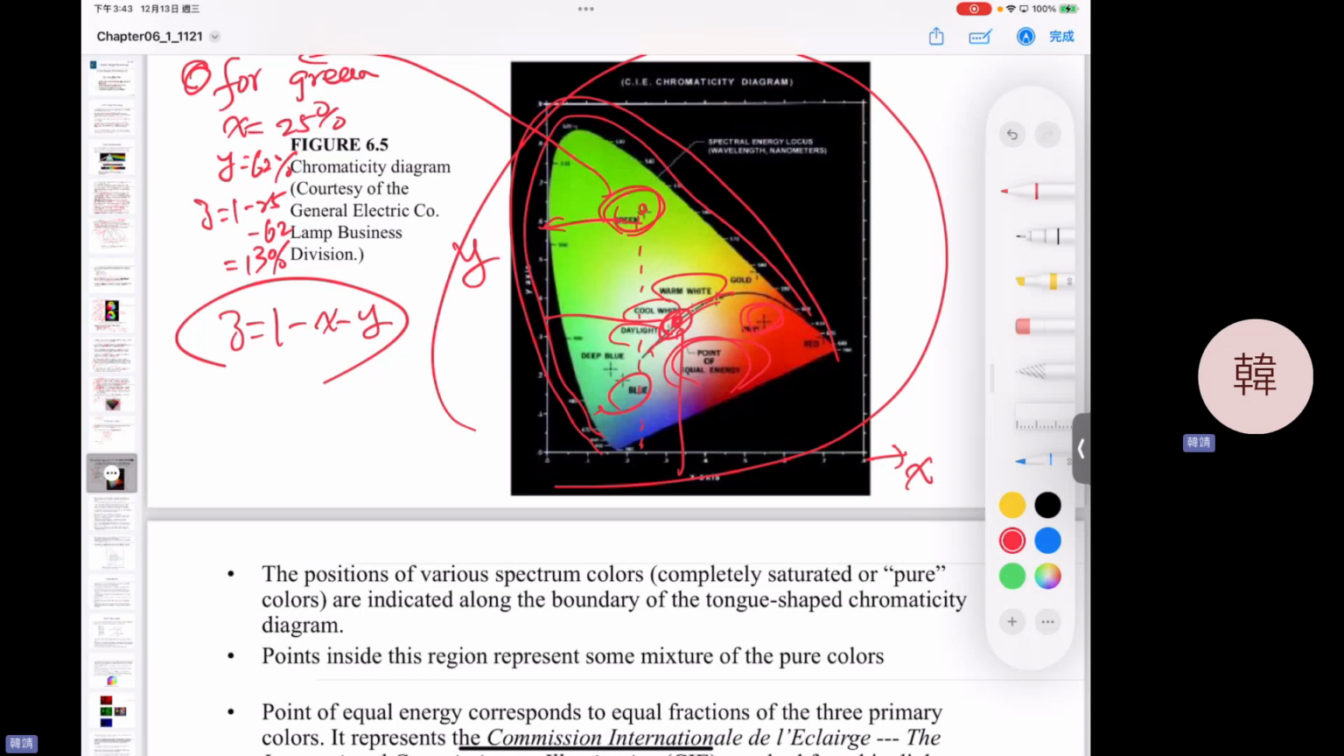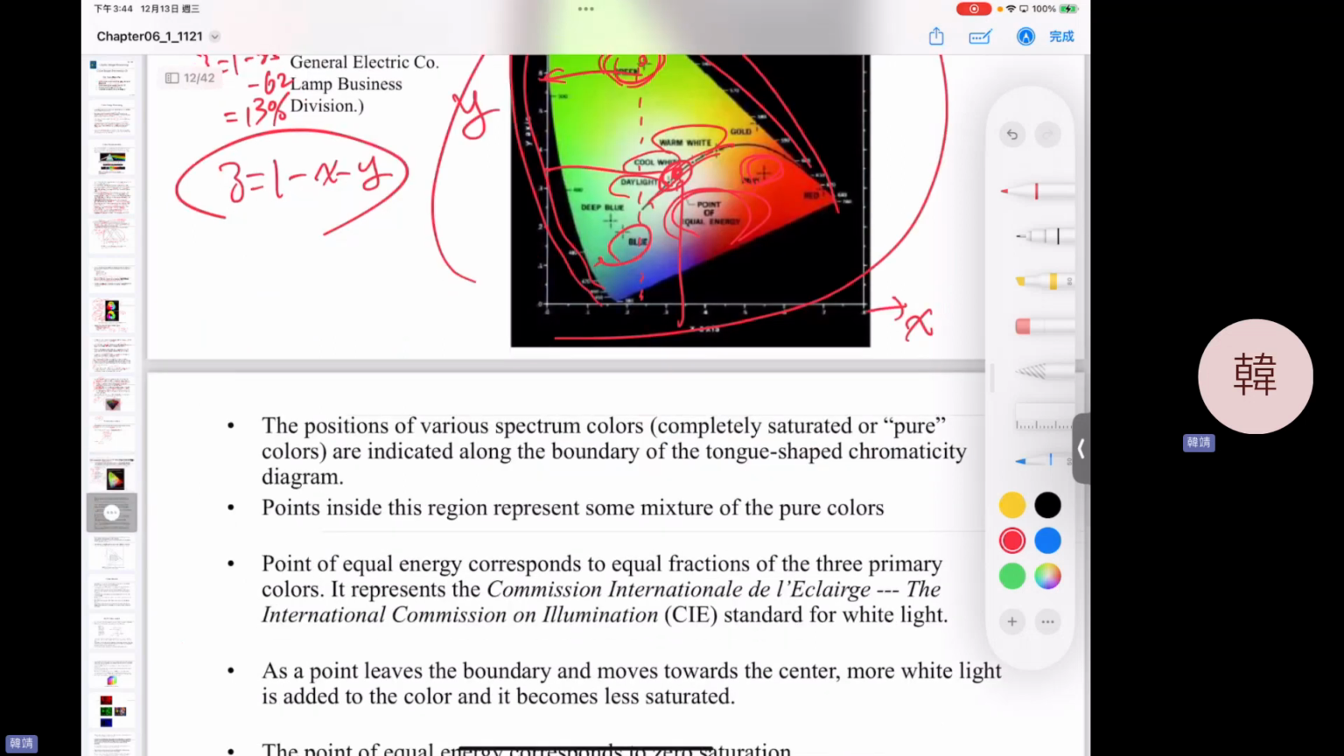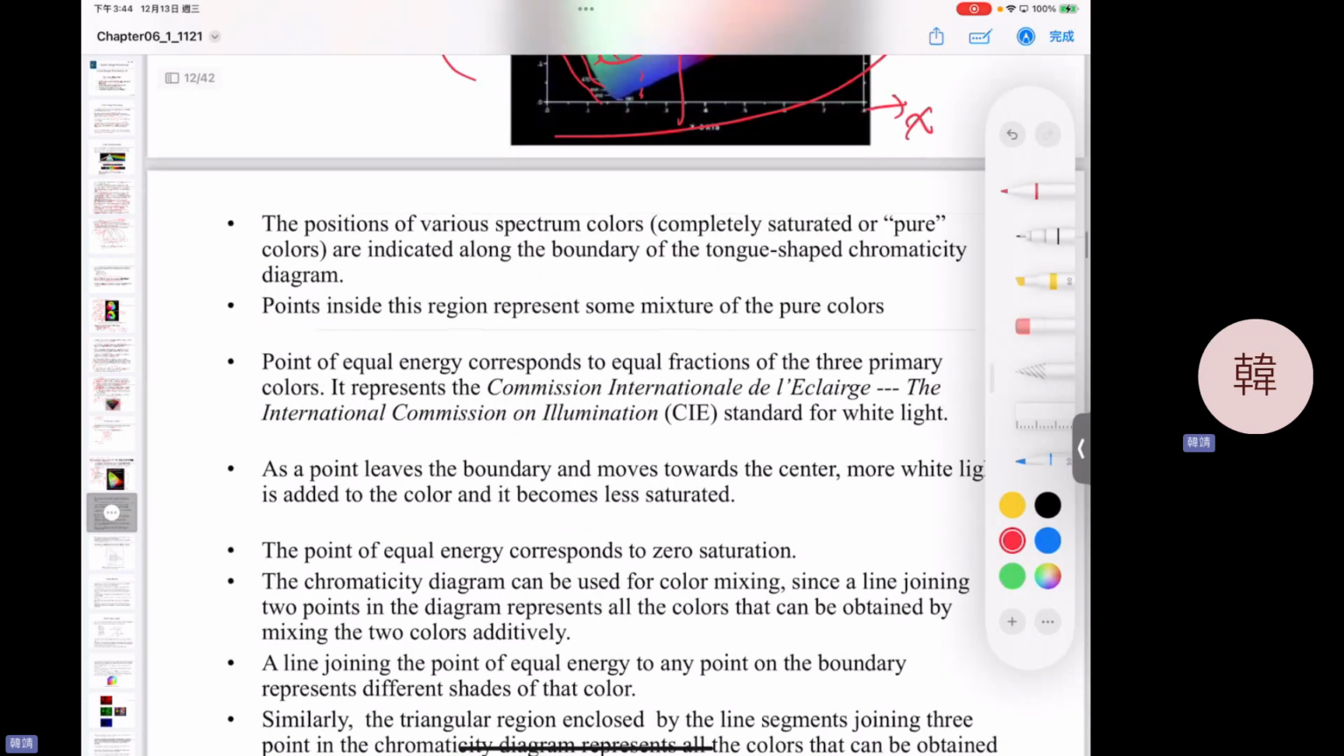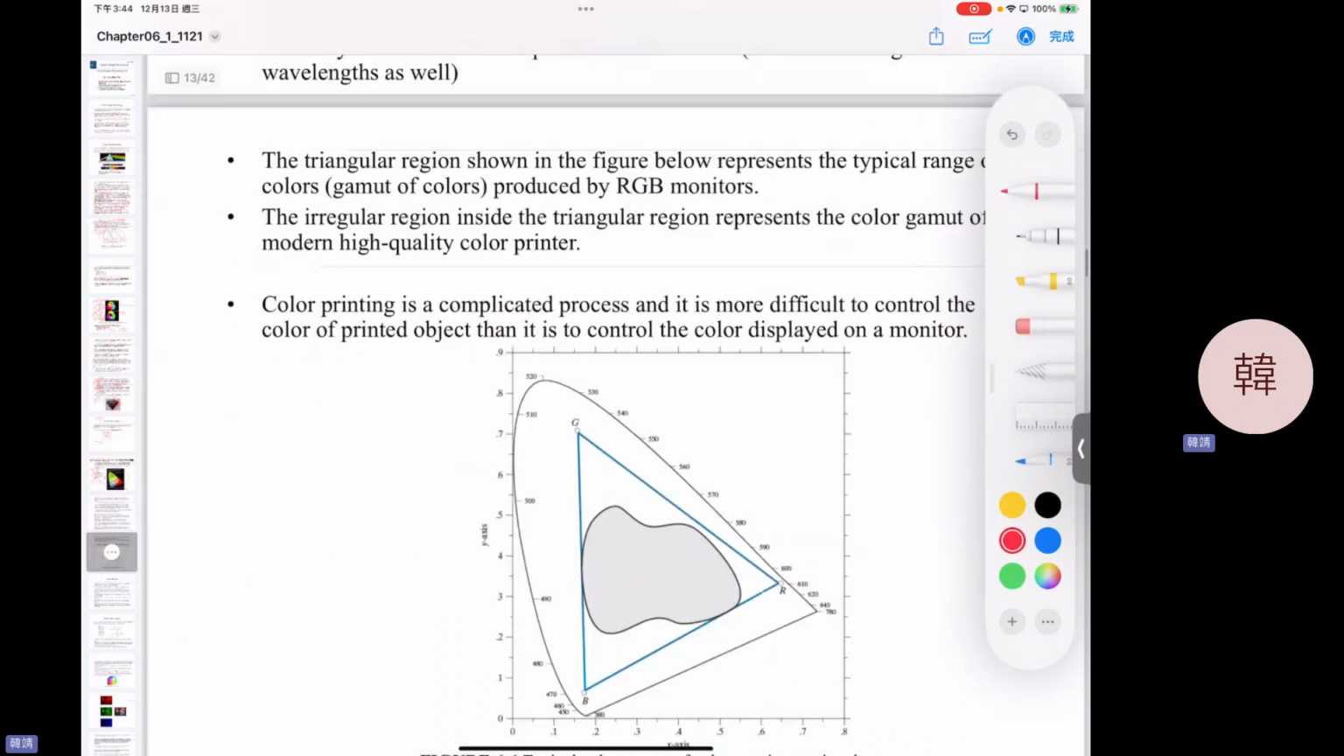Okay, it depends on your stimulus coefficient. We have a lot of different whites. Okay, warm white, cool white. And you can see from this color diagram, you can do a lot of different analyses there. Okay, so please look at this, this is the CIE standard.